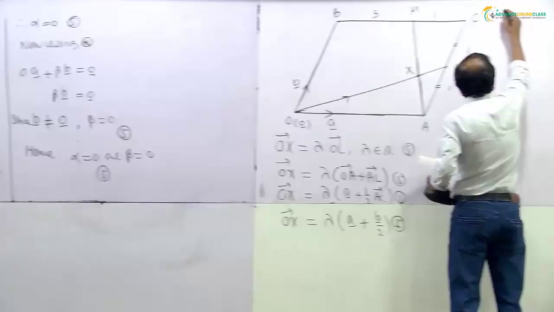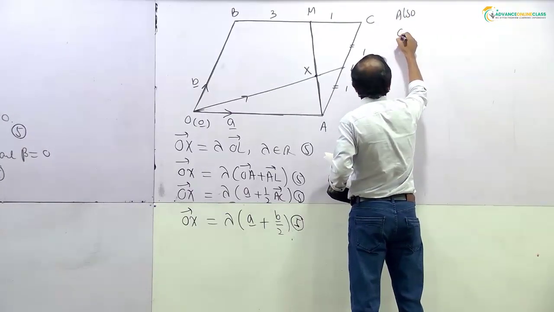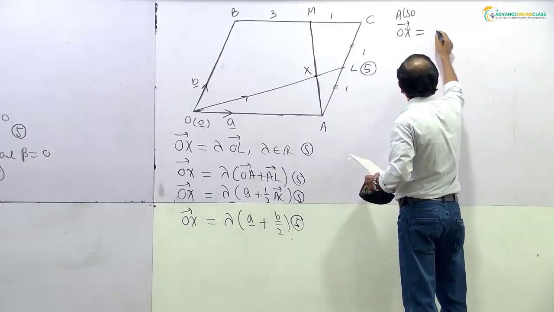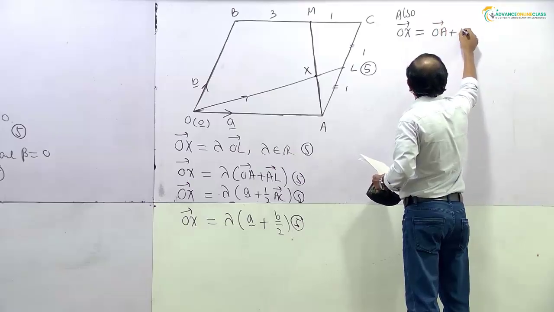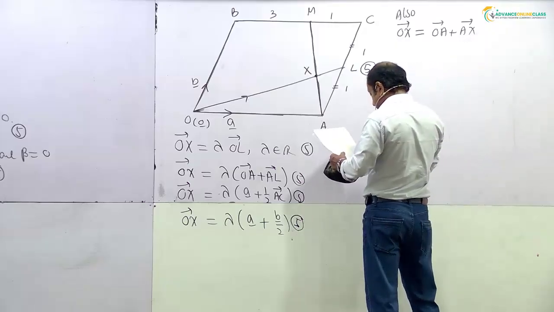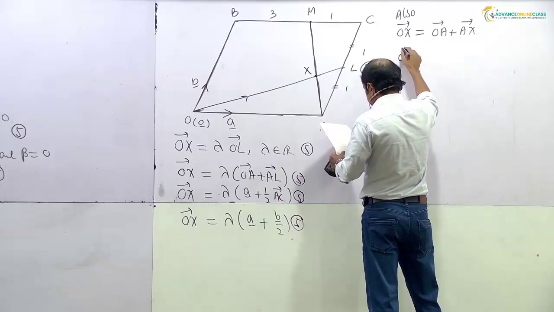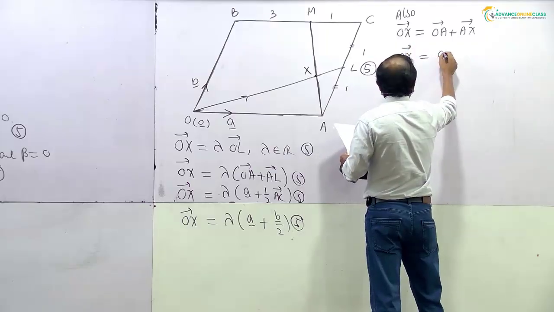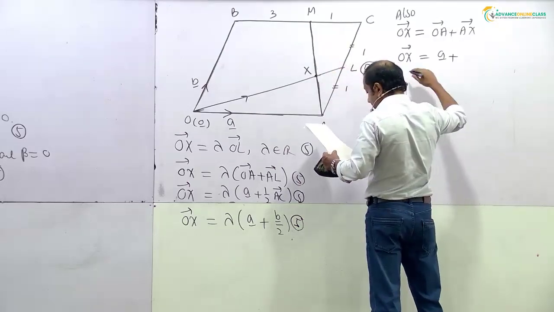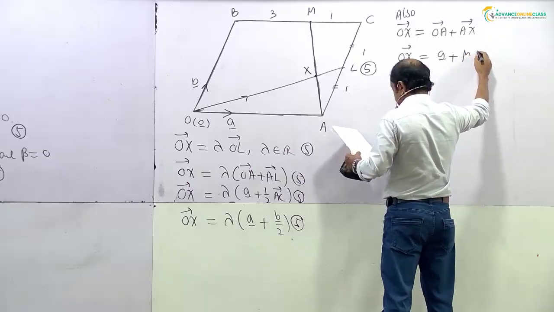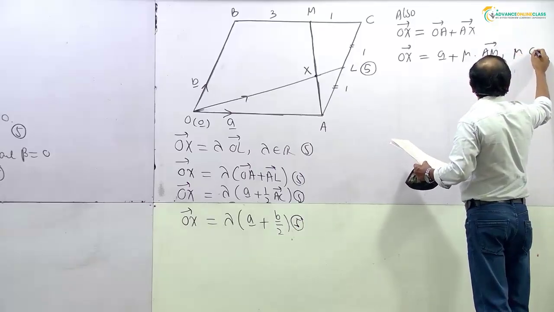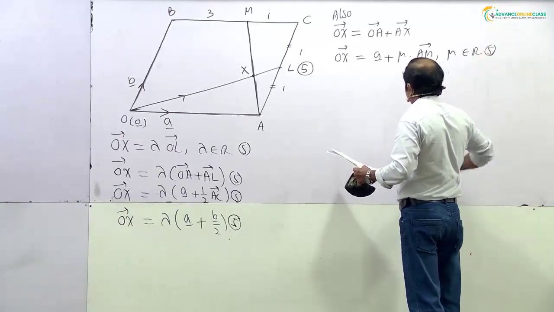Also, we can write OX vector in another way, right? OX vector you can write OA plus AX, right? Then OX vector, you can write OA vector is simple A vector, plus AX. AX vector you can write as a part of AM. I take that part mu times AM. Okay. What is this mu? Mu is a real number. For this step, 5 marks coming.